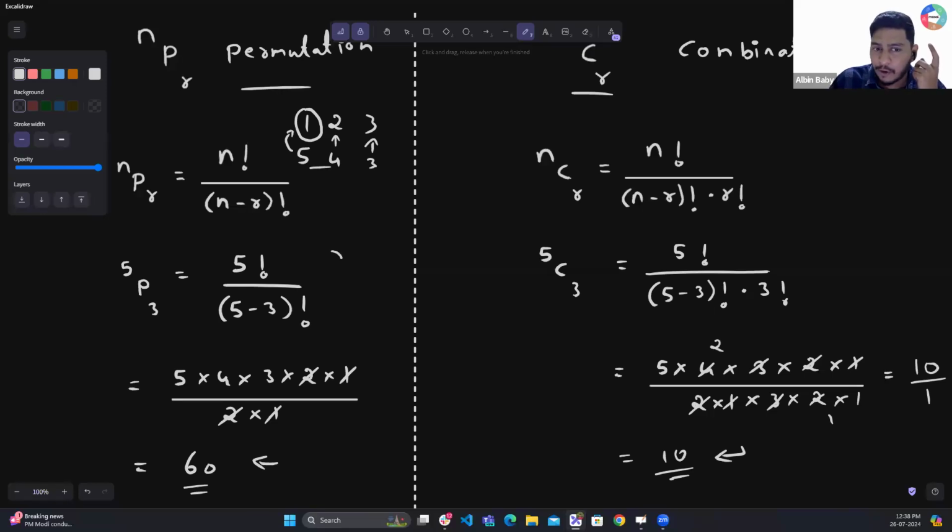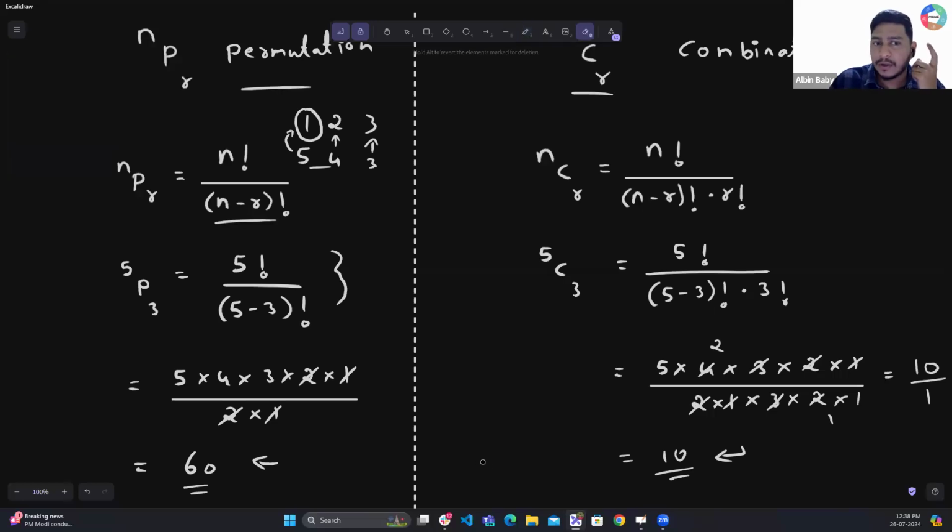So basically the formula to calculate is n factorial by n minus r factorial. So whenever you have to take care of the order, you'll think of permutation. Whenever you don't have to take care of the order, you'll think of combination. Is it clear now?